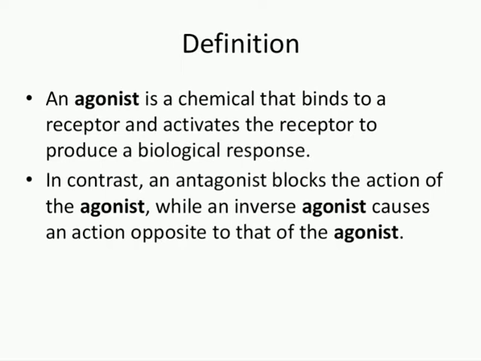So coming to the basic definition, an agonist is a chemical that binds to a receptor and activates the receptor, therefore increasing its biological response, right? And on the other hand, an antagonist blocks the action of the agonist, while an inverse agonist causes an action opposite to that of the agonist.